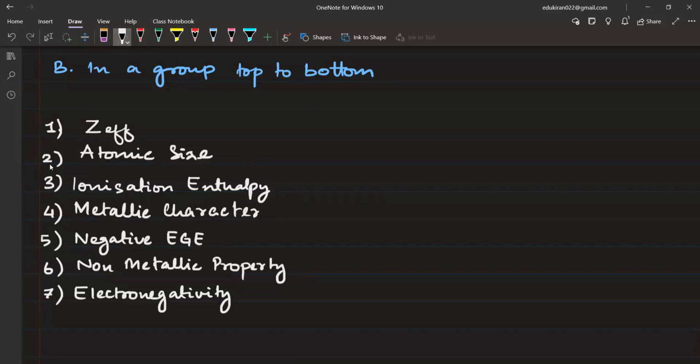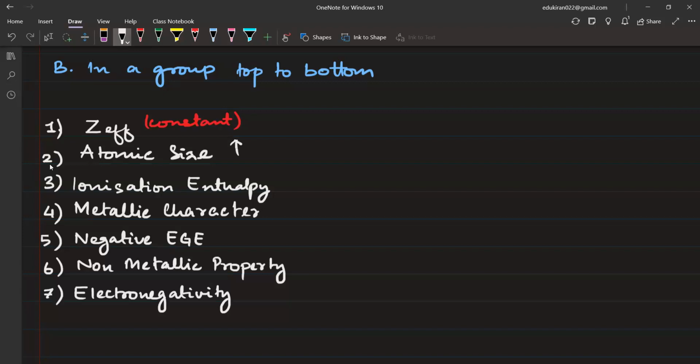So in a group, top to bottom, you see all of these properties. Now, Z effective, obviously it is constant. If you remember, Z effective is constant from top to bottom, because the number of protons also increases and the size also increases. So it almost balances things out. So generally it is constant. Atomic size, rather, it is going to increase. Why? Atomic size will increase because the shell number increases.